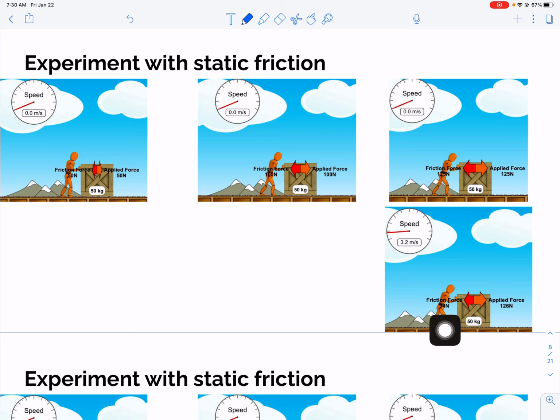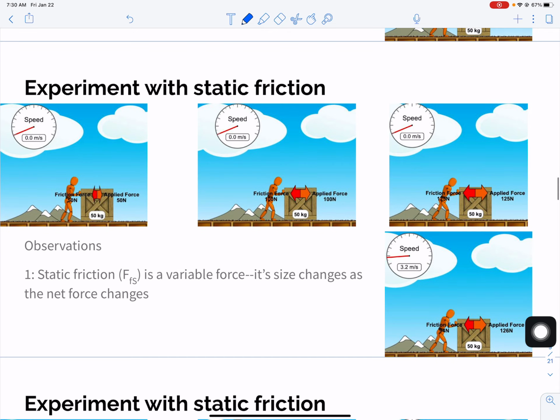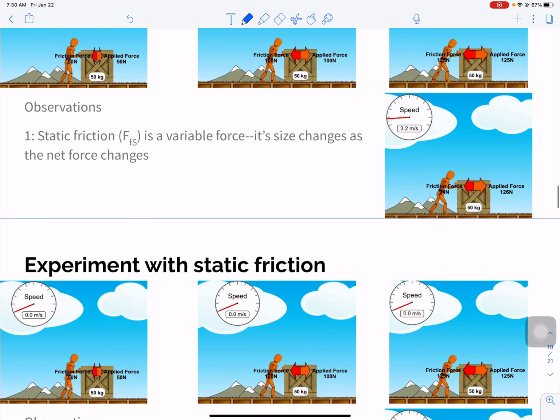Now that the box is sliding, the friction force has decreased to 94 newtons, and we'll talk about that in just a moment. Okay, so a huge observation that we can make from this is that static friction is a variable force.